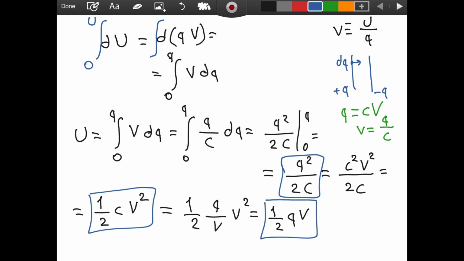As you can see, all these formulas, the three of them, are equivalent. You can use whichever you want, and it will be easier to use one of them in different problems. But as I said, they are equivalent. We just made substitutions to arrive at them.